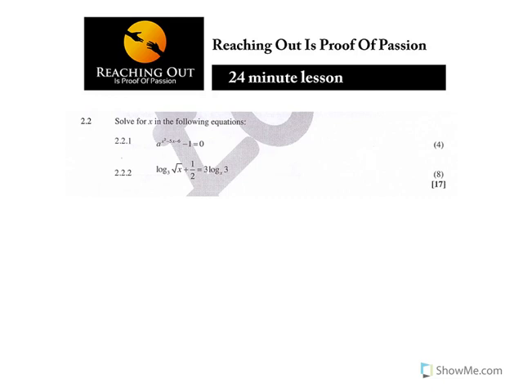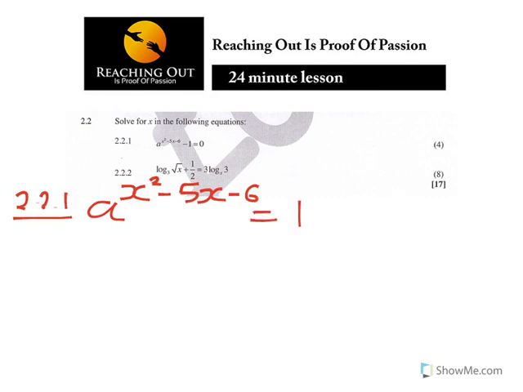Moving on, it says solve for x in the following equations. Now when you're solving for x in the following equation, the first one, 2.1, it says a to the power x squared minus 5x minus 6. Now because it says minus 1, I'll say equal to 1 and just transpose the 1. The 1 was negative, now it becomes a positive.